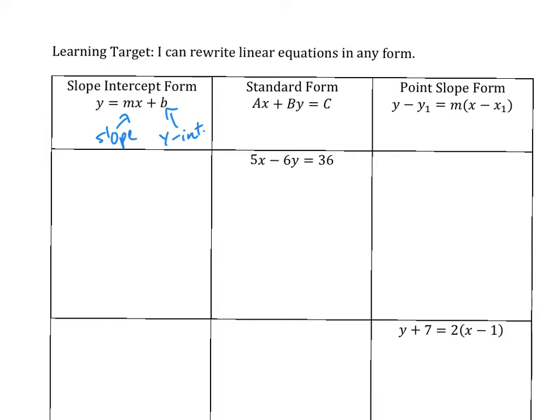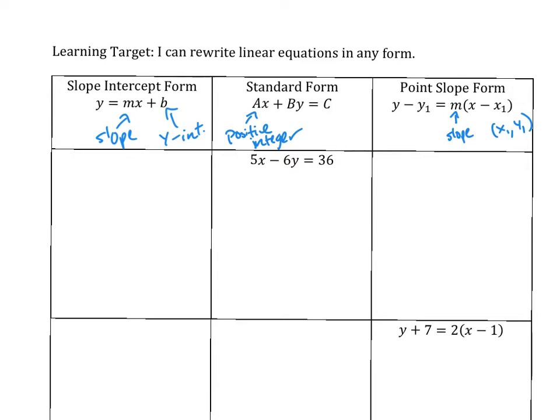We also have standard form, where a, b, and c are integers, and a we know is a positive integer. We also have to remember that b and c are going to be integers too. And then we have point slope form, where m is our slope, and y1 and x1 are the ordered pair x1, y1, which is a point on our line.